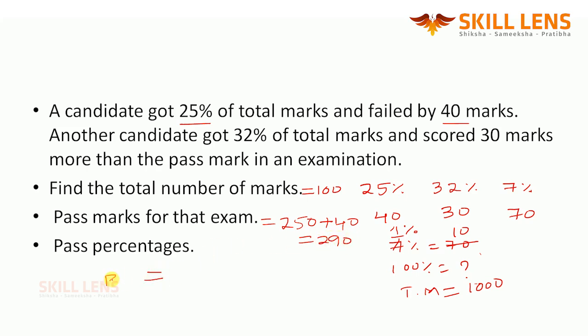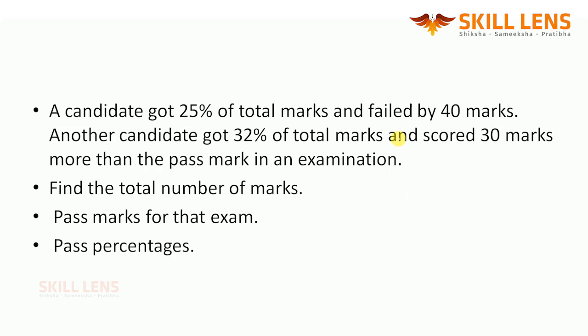Yes, that's very simple, no? Pass marks 290 divided by 1000 into 100. It's very simple. Actually, no need to calculate. By looking at this question you can give your answer. Then the answer is what? 29%. See how easily we can calculate. Yes or no? Okay, so once you understand the logic behind this question, the answer is going to be a cakewalk. So this is how the questions will be asked in examinations.